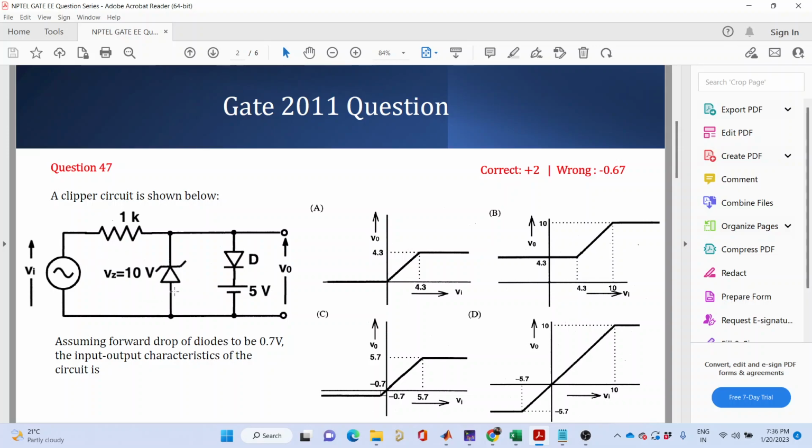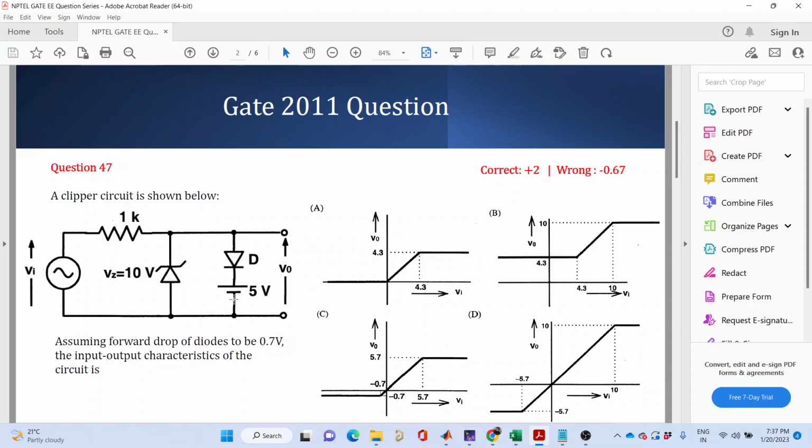The zener diode can be reverse biased only when the voltage VI is in the positive half cycle, correct? Yes, sir. If this point, which I am showing by my cursor, is positive and this point is negative, then only the zener diode would be reverse biased, right? Now, say VI is gradually increasing from 0 to some value. The moment the value of VI reaches 5.7, then this diode starts conducting.